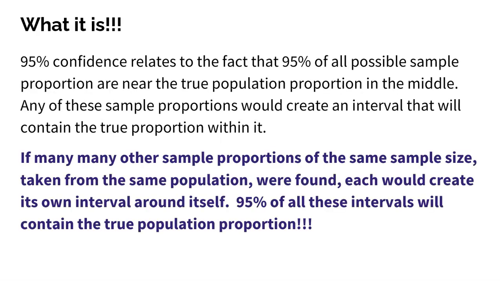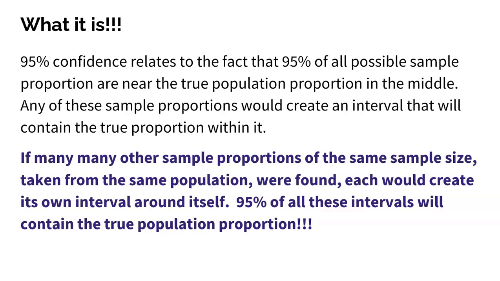Here is what it is. 95% confidence relates to the fact that 95% of all possible sample proportions are near the true population proportion in the middle. It's all about that sampling distribution. Any of those samples that are in that middle 95% would create an interval that will contain the true proportion within it.